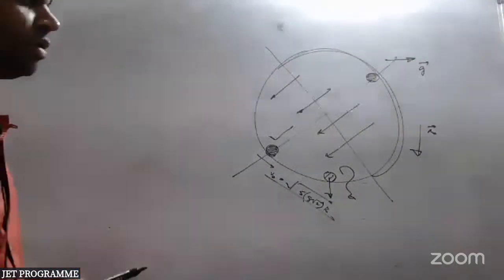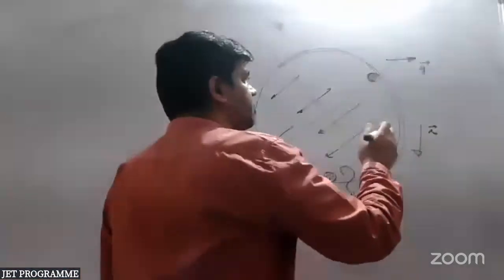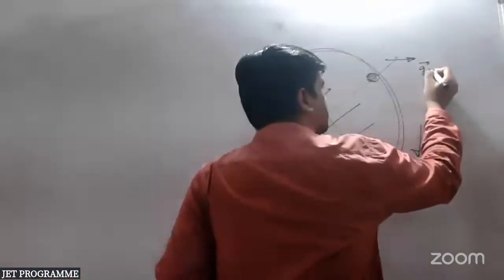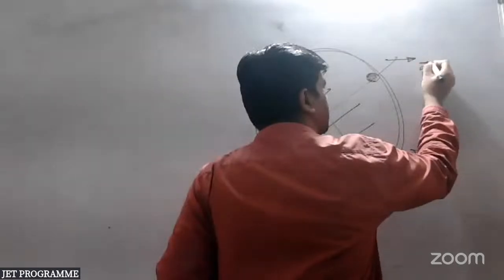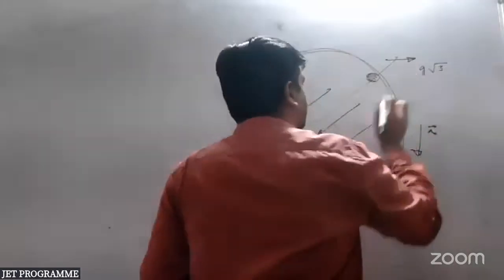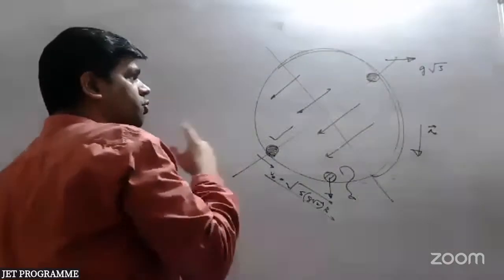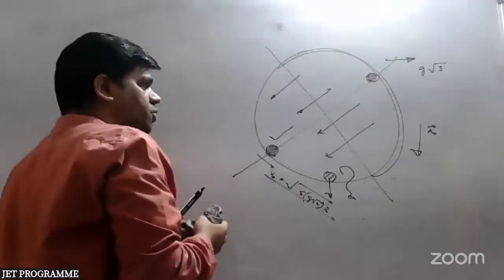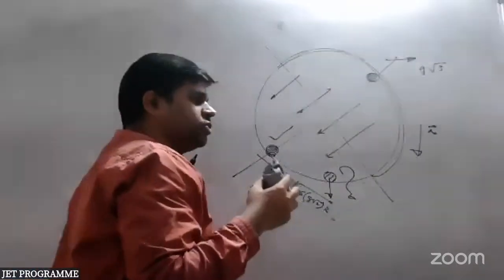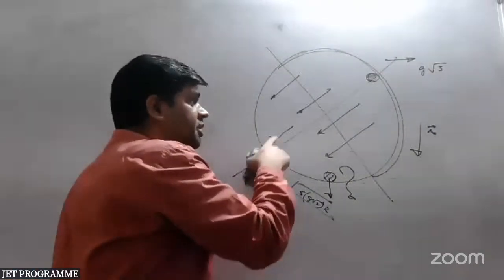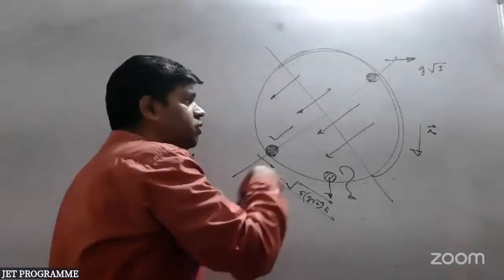Okay. Now I'm going with an acceleration of g root 3 towards right. Now, what should be the minimum speed over here such that it should loop the loop? For it to loop the loop, what should be the minimum speed with which the particle should be projected at that bottommost point?